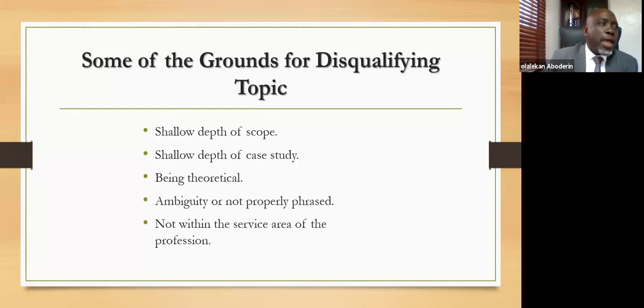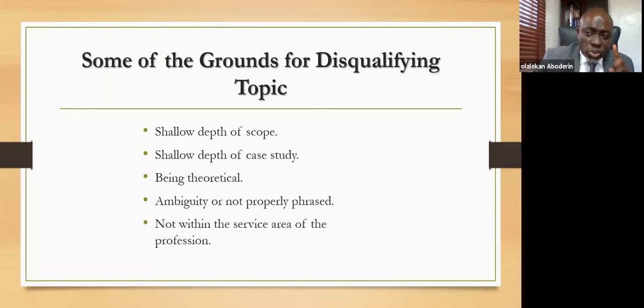Maybe he wants to talk about management of residential property, and the case study is just a 3-bedroom bungalow or a bungalow of twin flats. So depth of case study is very, very key, very, very important. Another one is that it can be theoretical, being theoretical.